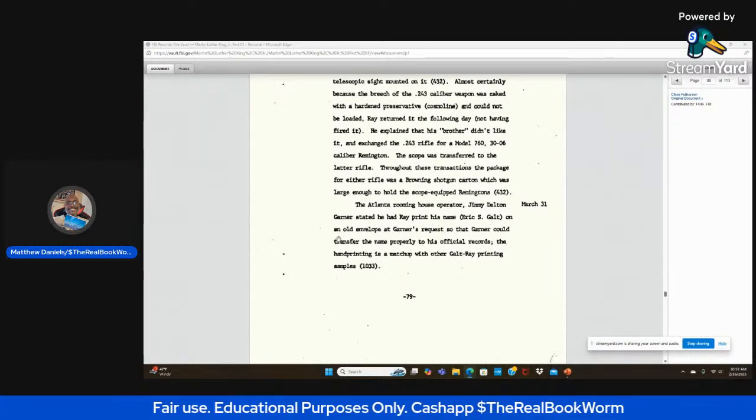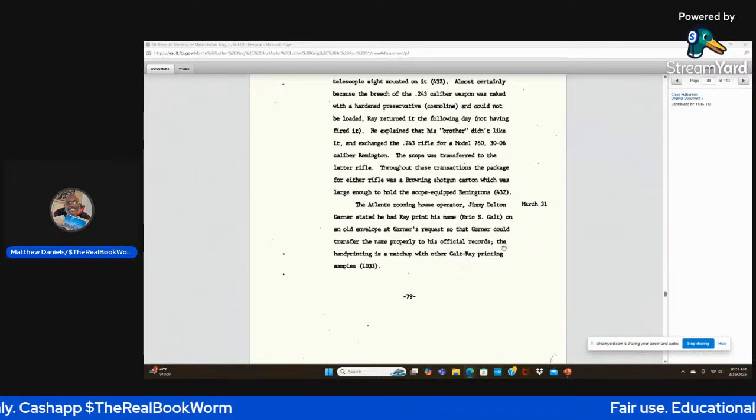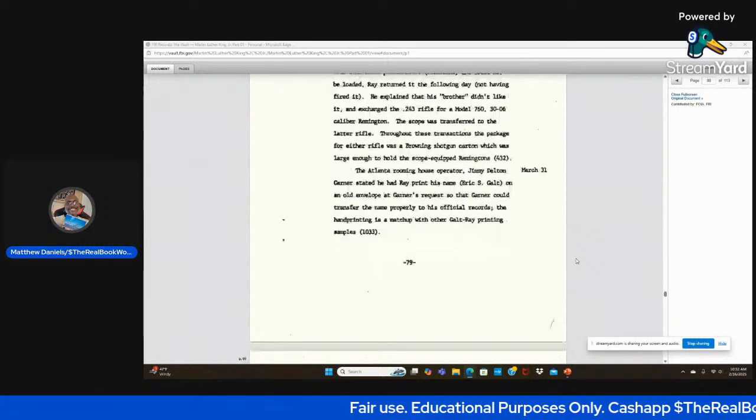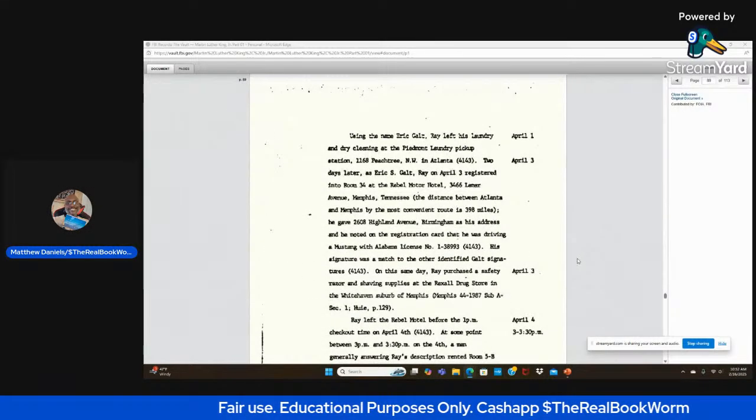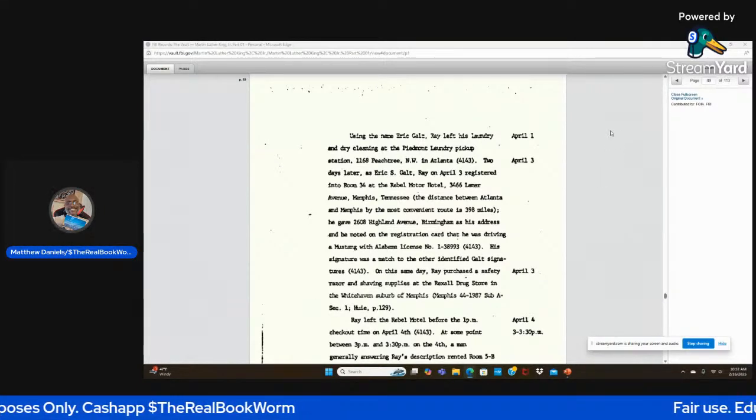The Atlanta rooming house operator, Jimmy Delton Garner, stated he had Ray print his name, Eric L. Galt, on an old envelope at Garner's request so that Garner could transfer the name properly to his official records. The hand printing is a matchup with other Galt Ray printing samples.